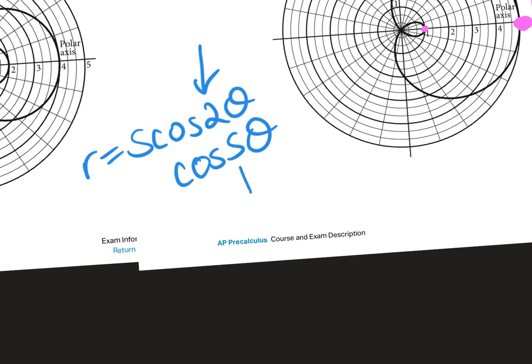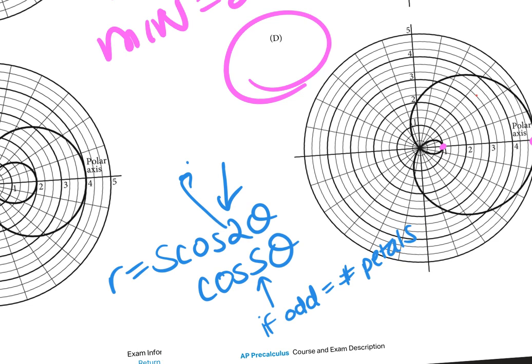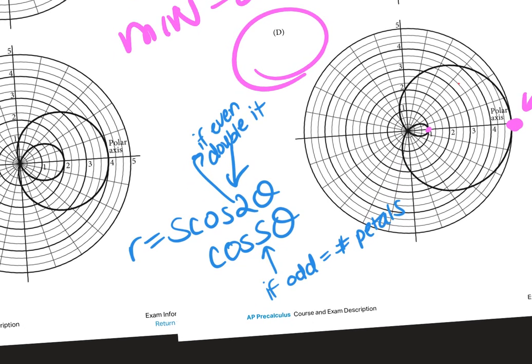If this number is odd, then it equals the number of petals. If it's even, then we double it. And the 5 at the front. And if it's even, it has all three forms of symmetry. It has polar axis, pole, and pi over 2. Whereas odd just falls under the sine and cosine rules. And then the number on the front is the length of each petal.